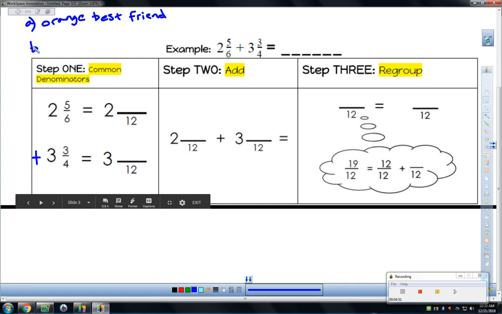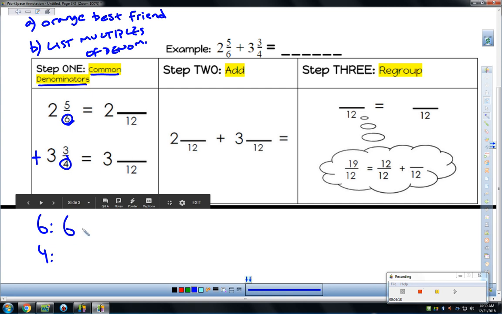The second option would be to list the multiples of the denominators. And you could do that by either skip counting in your head out loud, or writing them down. And that's what I'm going to do. I'm actually going to write them down. So I need the multiples of 6 and of 4, because those are my denominators, and I want a common denominator. So skip count with me.